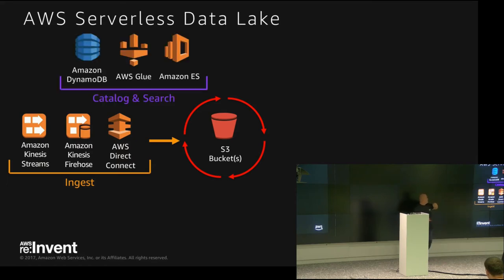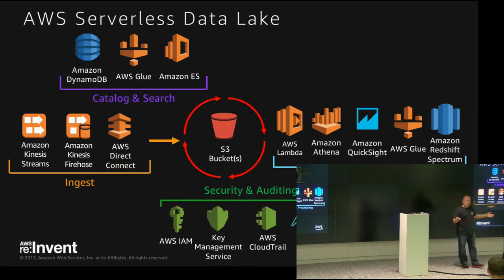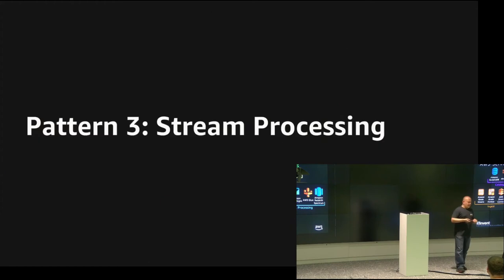Then you can use other services for cataloging and search. Again, completely serverless, whether it's Dynamo, whether it's Glue, whether it's Elasticsearch. Although Elasticsearch is kind of server-based, you don't need to take care of the servers. Analytics and processing, Athena, QuickSight for visualization. Of course, security and auditing, putting permissions for the users in IAM, setting encryption of data at rest with KMS, and seeing what's happening in your environment with the CloudTrail logs. And again, you can use Cognito if you want to have user pools like we had in the application, and API Gateway and so on.